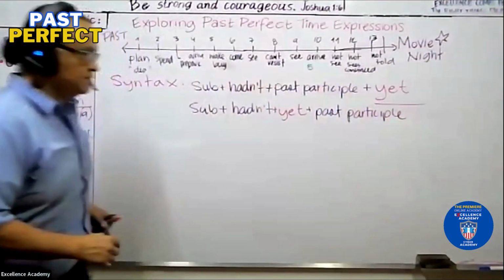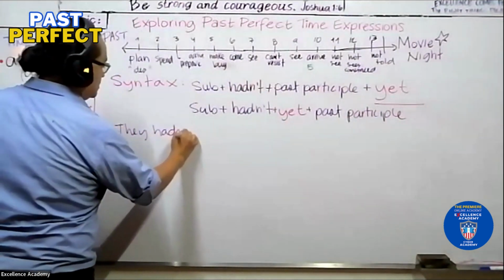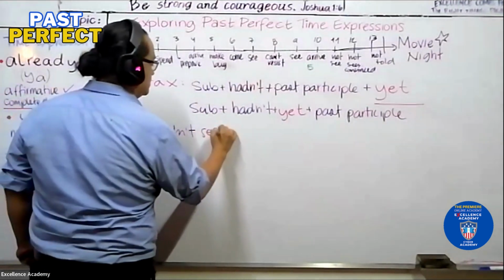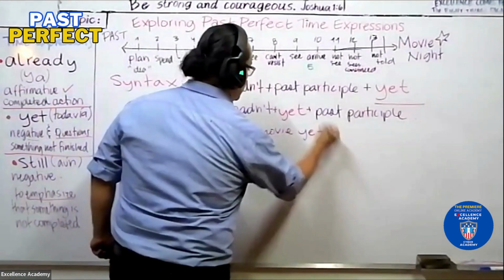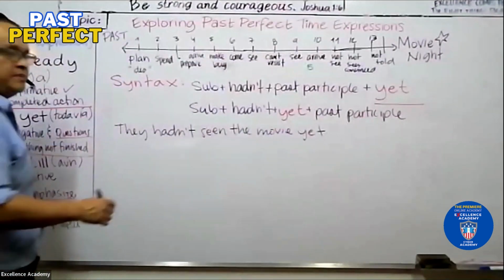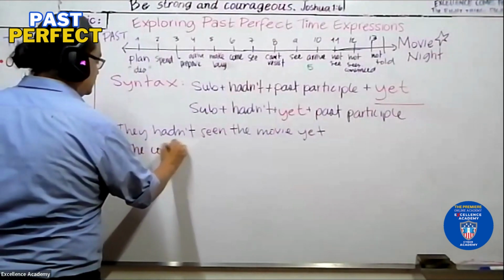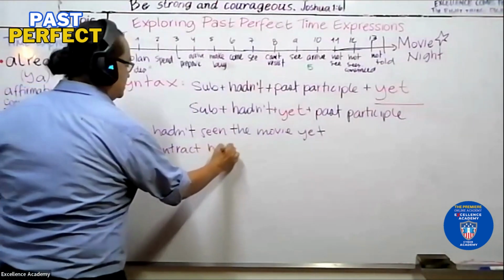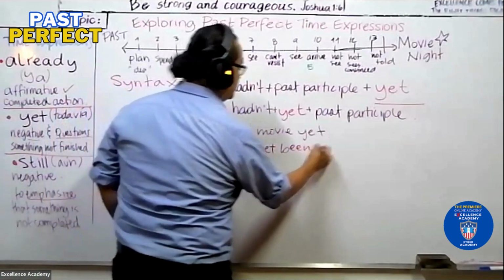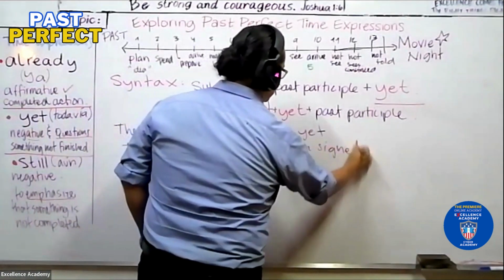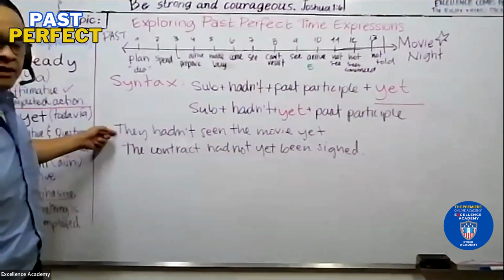Okay, let's give you some examples. They hadn't seen the movie yet. Normal position. Now a bit more formal. Let's say the contract had not yet been signed. Okay. So this is like the most common use of yet.